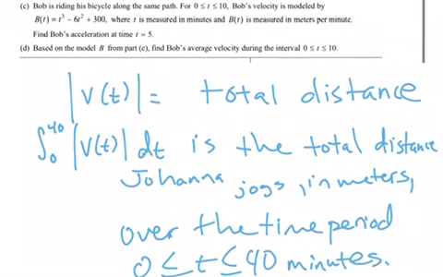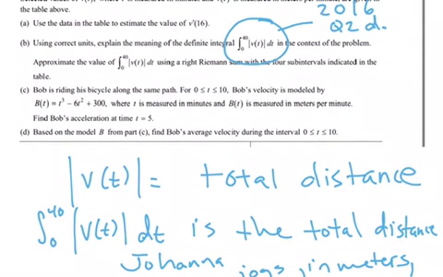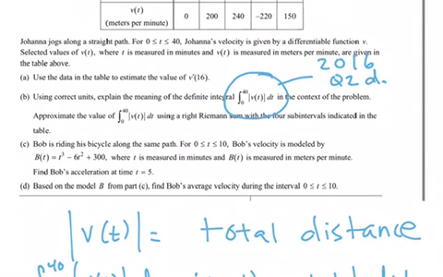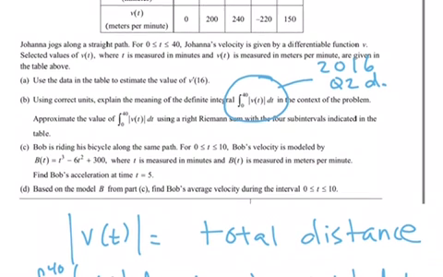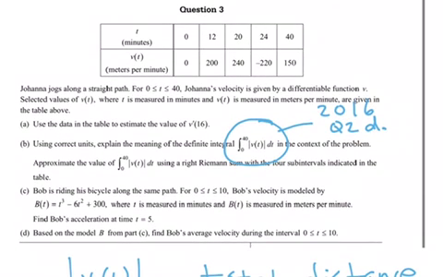So now let's look at the second part. The second part says approximate the value of the integral from 0 to 40 of the absolute value of v(t) dt using a right-Riemann sum with the 4 subintervals indicated on the table. Probably the best thing to do is just to pull up the chart. So hold on a second. We're back here, and we're going to look at the chart.